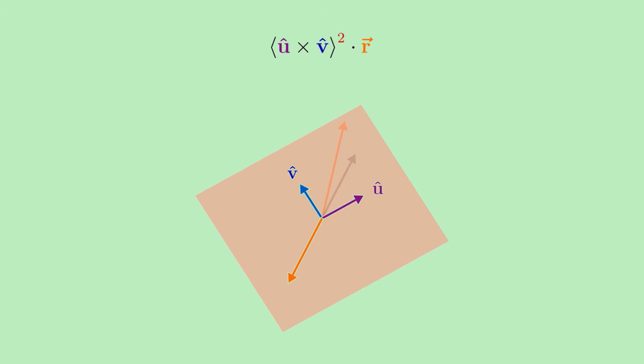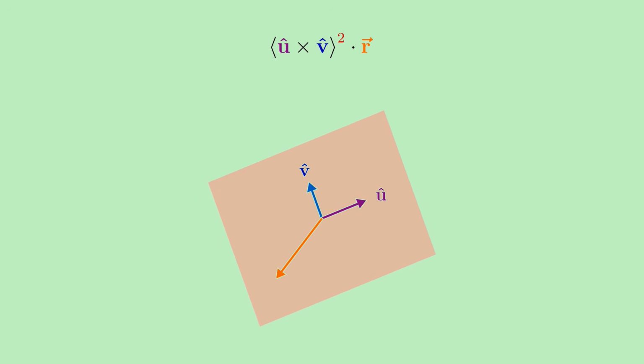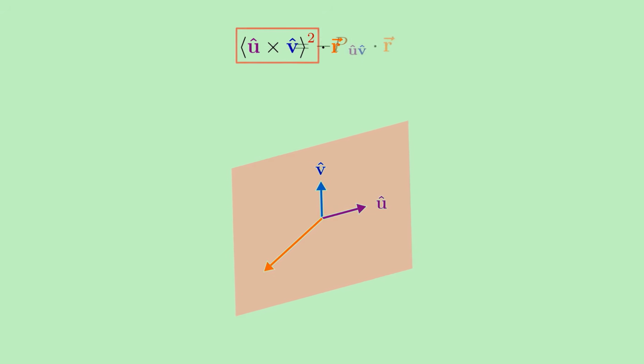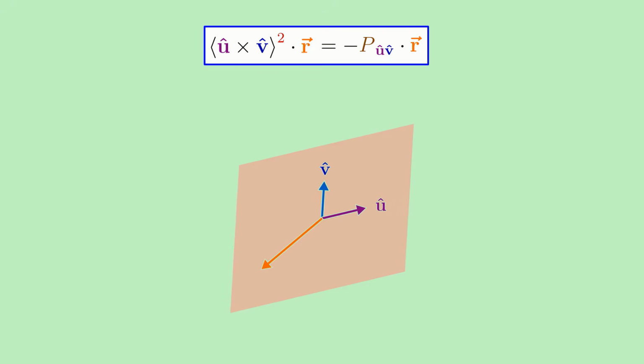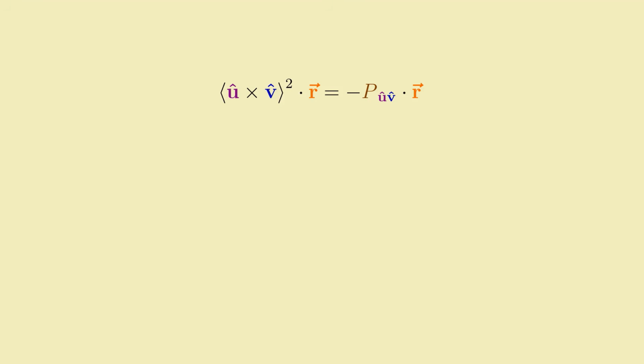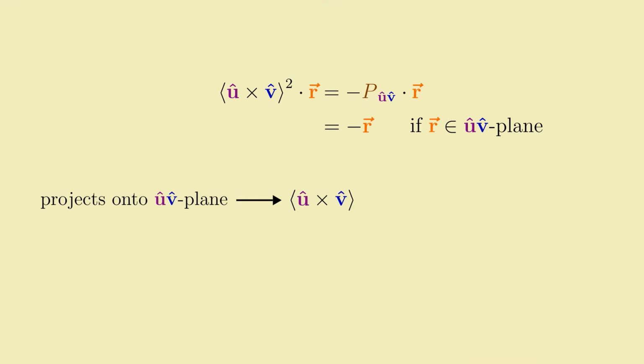So the tilt product squared acts on a vector by projecting it onto the UV plane and then rotating it 180 degrees. But rotating a vector 180 degrees is the same as negating that vector, multiplying it by -1. So the tilt product squared is really the same thing as the negative projection matrix onto the UV plane. For vectors that already started out in the UV plane, projection does nothing, so the tilt product squared will simply negate that vector.